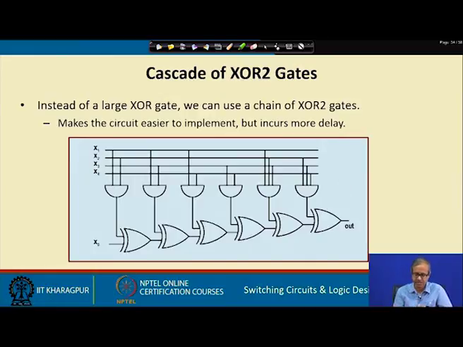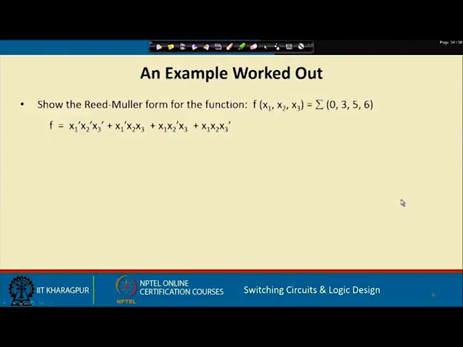This is what we are mentioning, that instead of a single large XOR gate, we can have a cascade of such gates also, right, in general. So, let us work out a complete example here. Suppose we want to find the Reed-Muller expansion for this function.